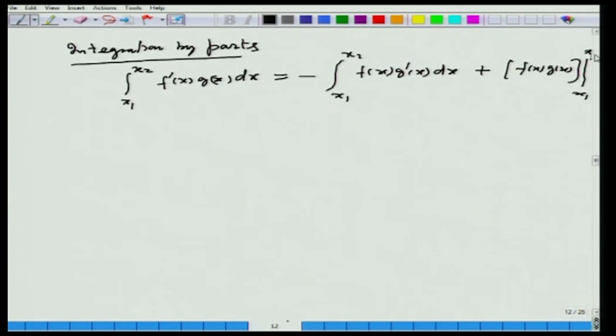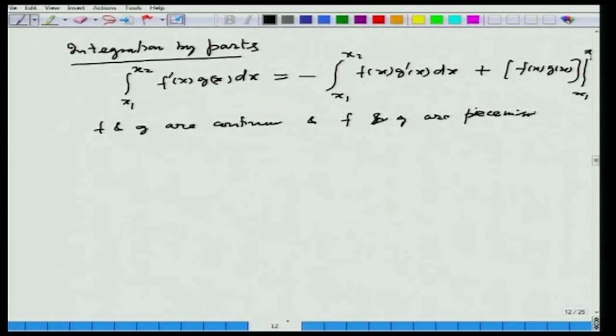So what it states is that here you have two functions f and g, where f and g are assumed to be continuous, and f prime and g prime, or f and g, are piecewise differentiable on x1 to x2. Then these integrals will be well defined.